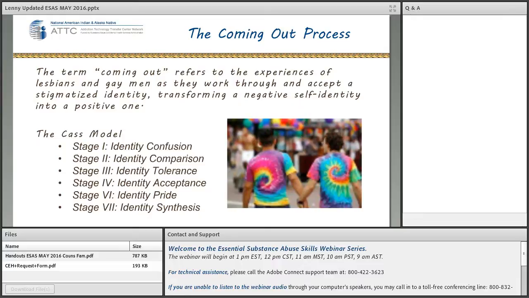So stage 1 is identity confusion. Stage 2 is identity comparison. Stage 3 is identity tolerance. Stage 4 is identity acceptance. Stage 5 is identity pride. Stage 6 is identity synthesis. I'd really encourage you, if you want to know more about this, to research and read up on it, just because we don't have a lot of time to go into depth about the Cass model.